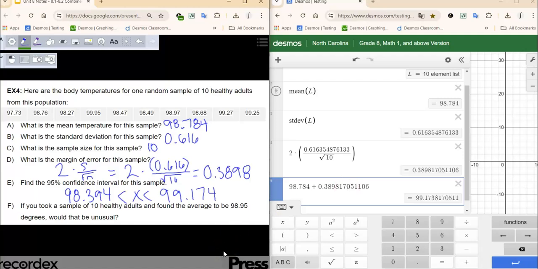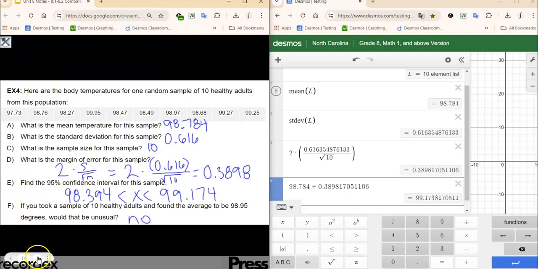So if we took a sample of 10 healthy adults and found the average to be 98.95, would that be unusual? We generally know that they tell us that 98.6 is your average temperature, but if we're picking 10 healthy adults, 98.95 would not be unusual because it's inside of this range. It's between 98.394 and 99.174. So we would say no there because it's inside of our average range.